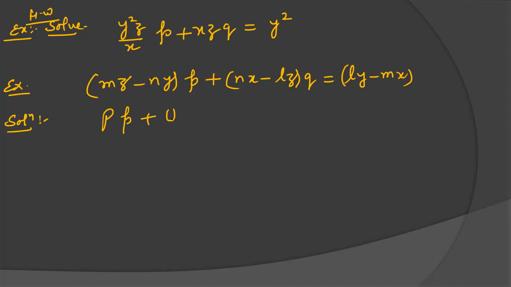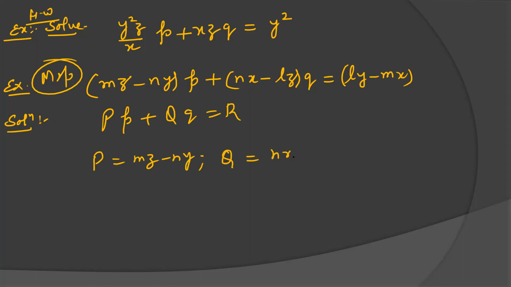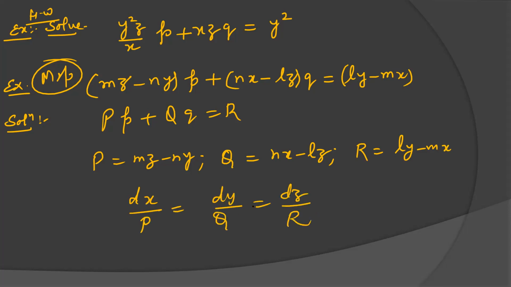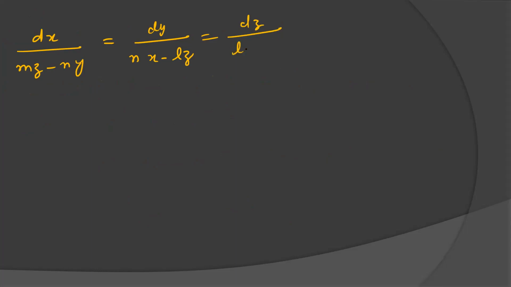Compare with capital P p plus capital Q q equal to R. This is the most important problem. So capital P is mz minus ny, capital Q is nx minus lz, capital R is ly minus mx. So dx over capital P equals dy over capital Q equals dz over capital R. So it will be dx over mz minus ny, dy over nx minus lz, and dz over ly minus mx.